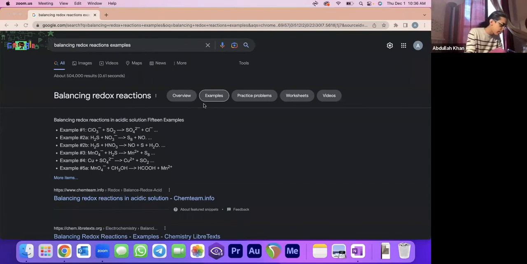So every time I do redox questions, I'll do both acidic and basic medium, just to illustrate.